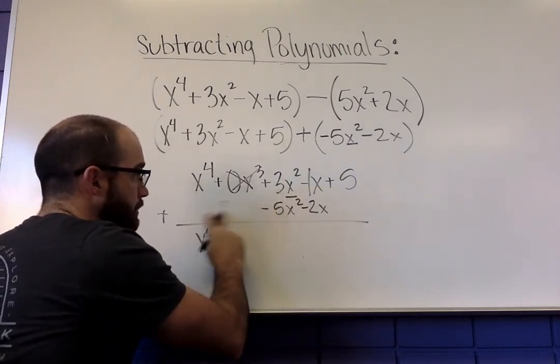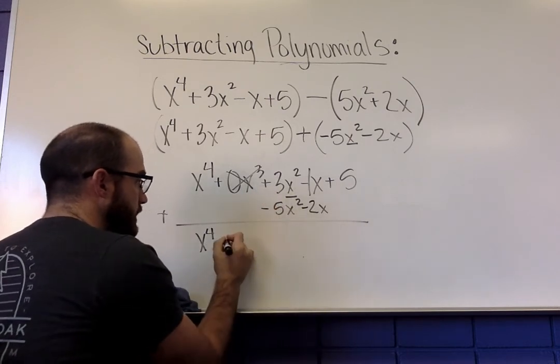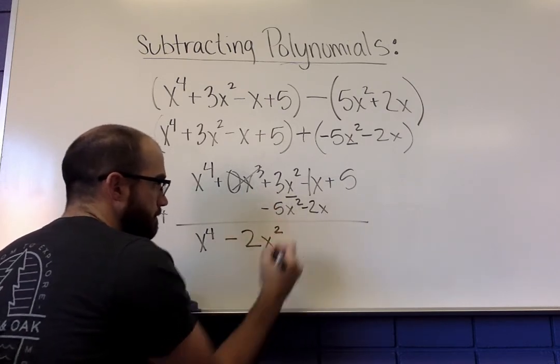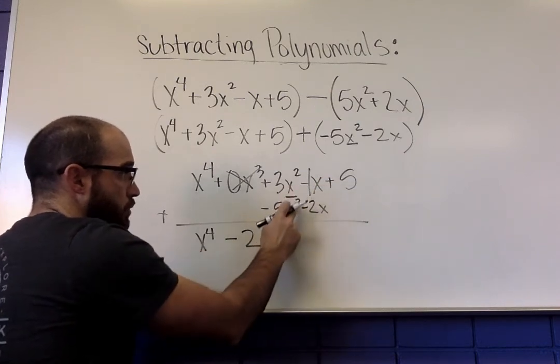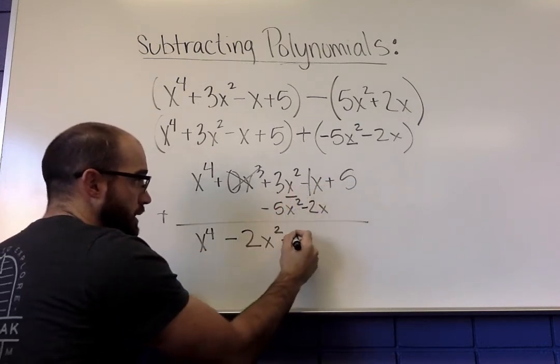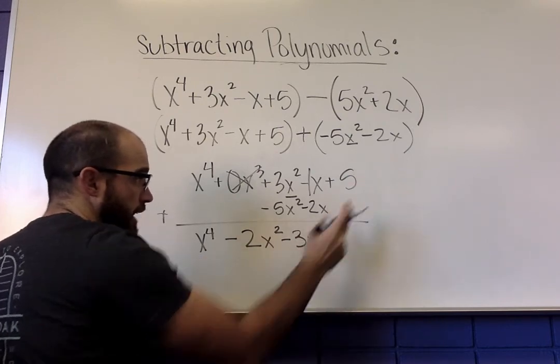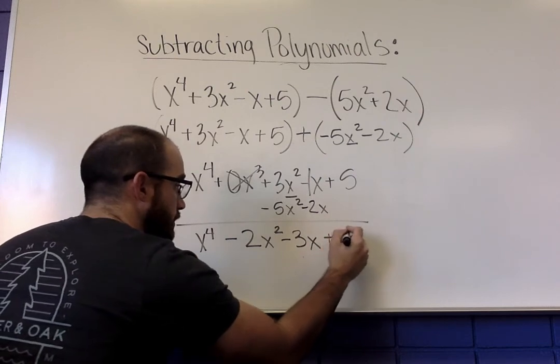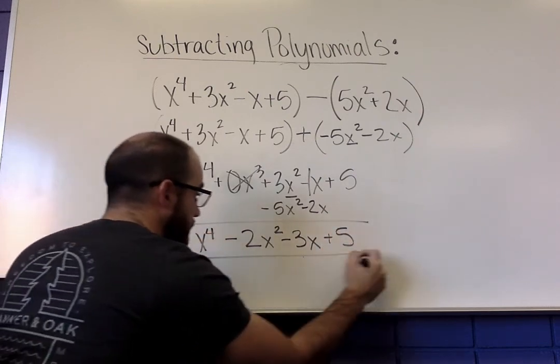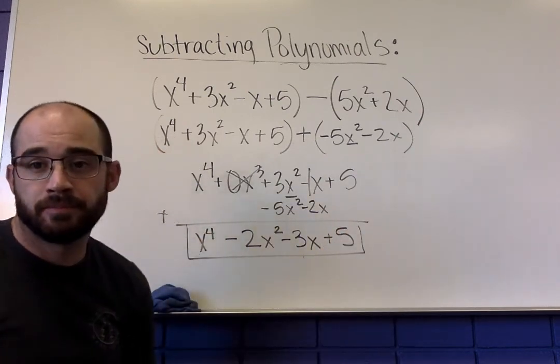Then here I've got 3 plus negative 5, or 3 minus 5 gets me negative 2x squared. Took care of my x squareds. Here's my x's. I've got a negative 1 minus 2, so it gets me negative 3x. Again, the 5 has no other constant, so it's just going to come down as a positive 5. And I am done. Okay?